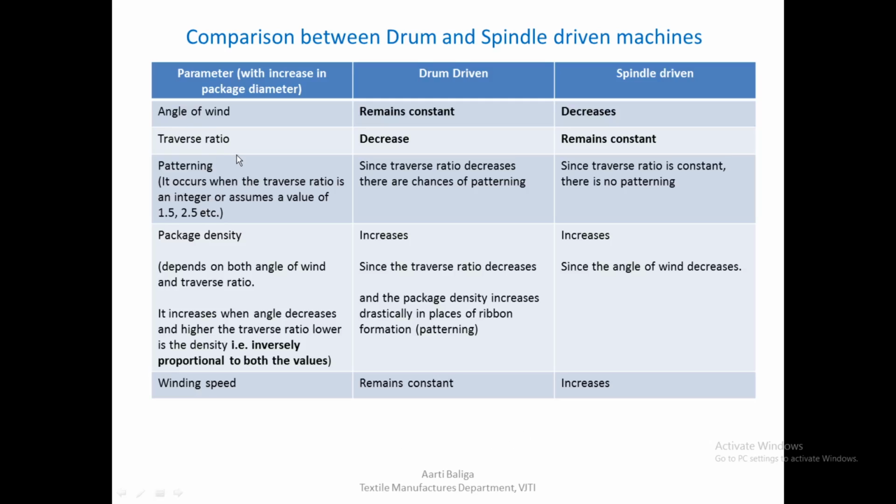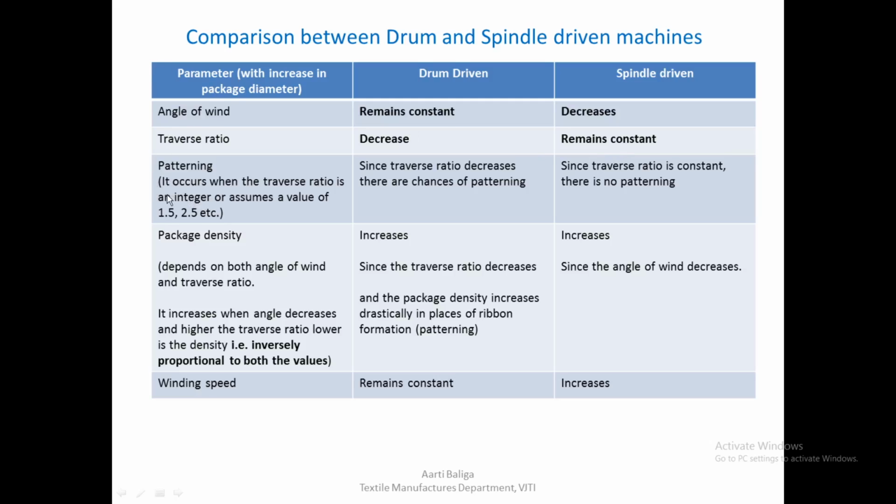So we are now in the position to compare the drum and spindle driven machine. So it's a sort of summary which has been put in the form of a table. So let us see one by one the parameters and just compare each one of them. The angle of wind in case of drum driven remains constant, in spindle driven it decreases. Traverse ratio decreases, and in case of spindle driven it remains constant.